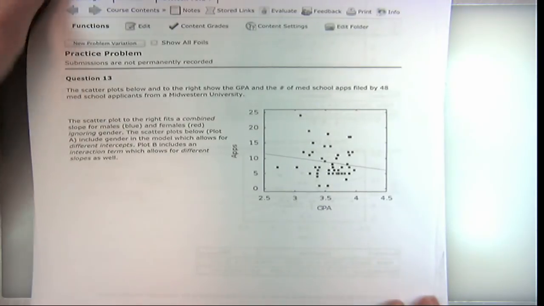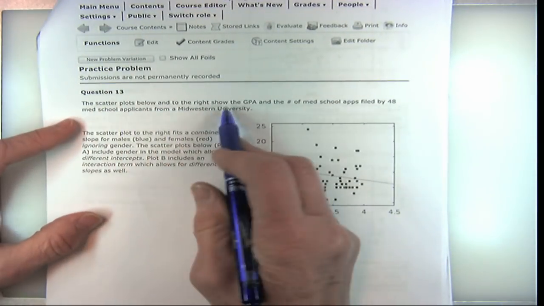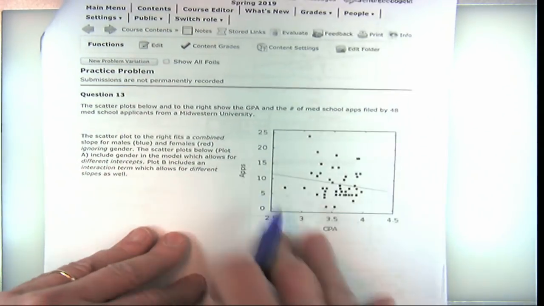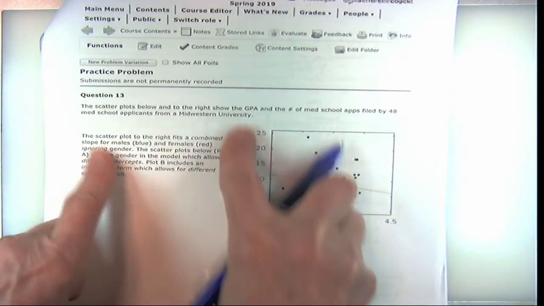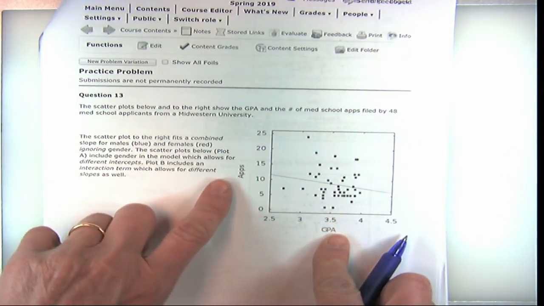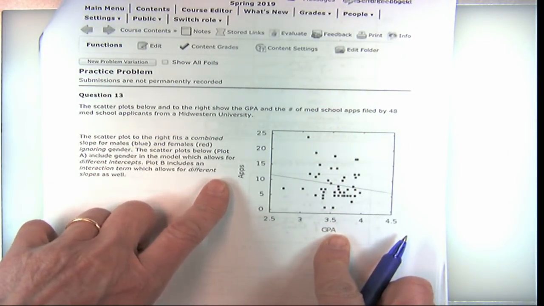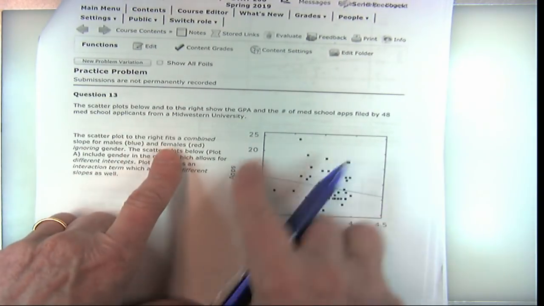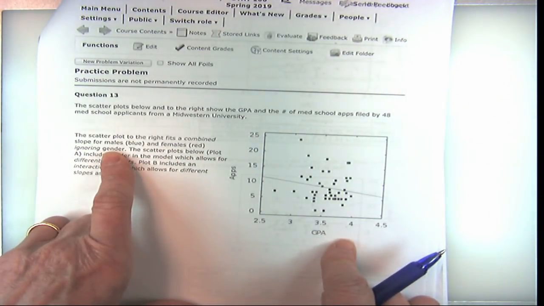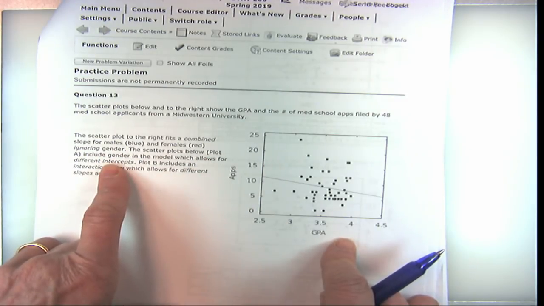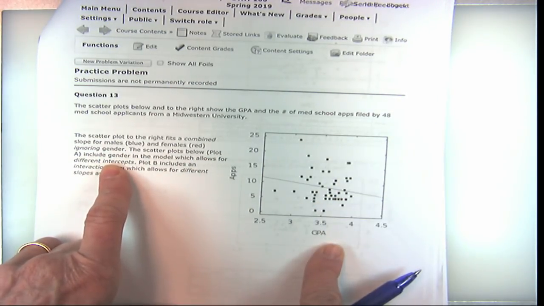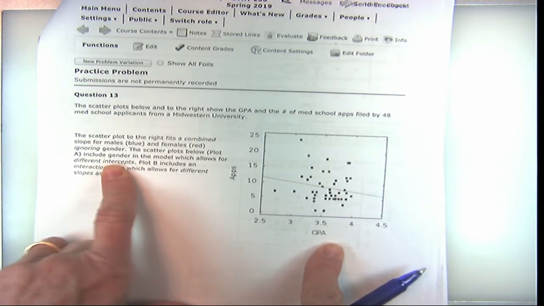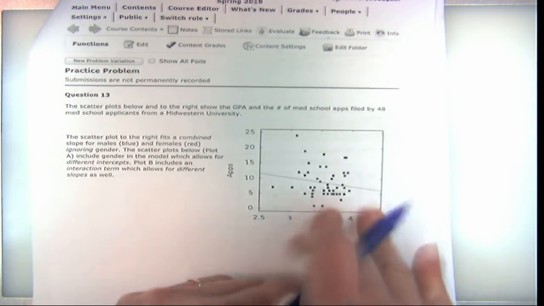Now, so let's see what else. I'm just going through here. All right. So the scatter plot below, well, came out on 2 pages. Anyway, what does this show? GPA and the number of med school apps filed by med school applicants. And this is a combined plot for males blue and females red, ignoring gender. Well, you can't see the blue and the red, but you can when you go to your copy, you can see it there.